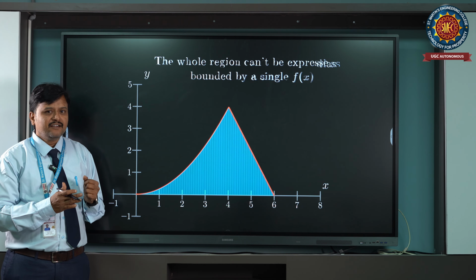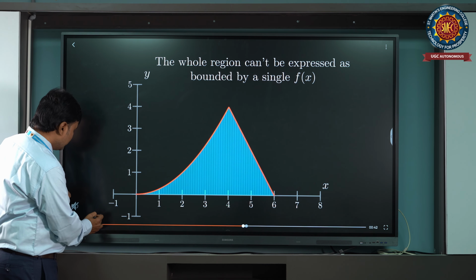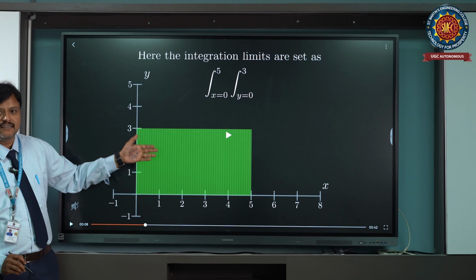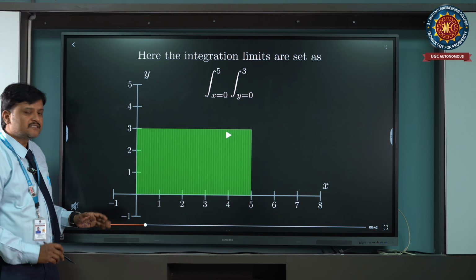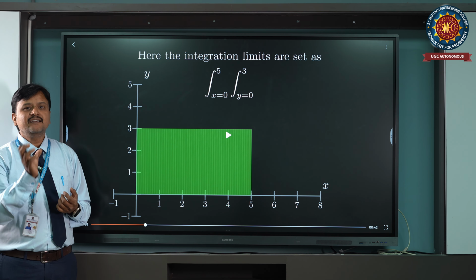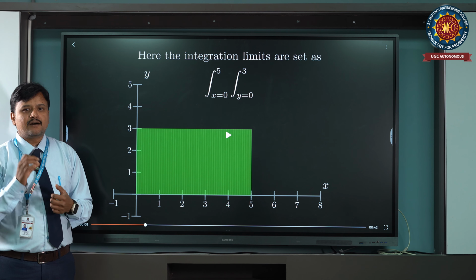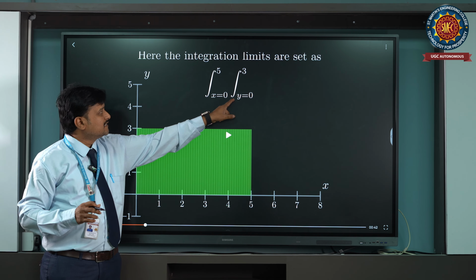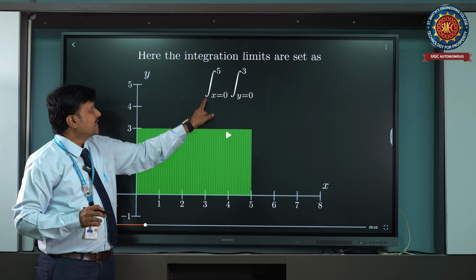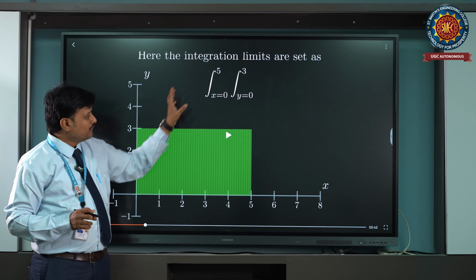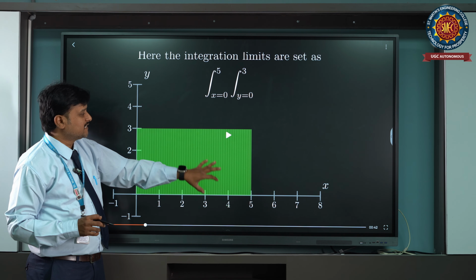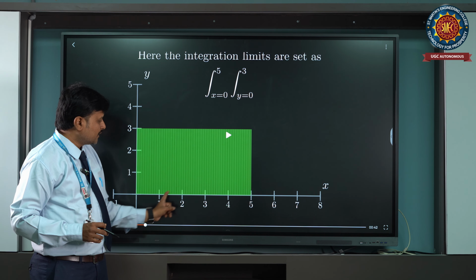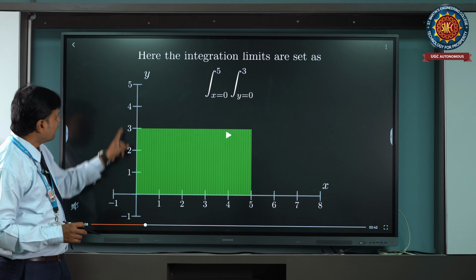In the case of rectangular regions, you can see this video shows that. So this is a rectangular region. In this case, we always get the limits as constants. We will get constant limits only for rectangular regions. You can see the limits as y is equal to 0 to 3, x is equal to 0 to 5. So we are considering the region in the xy plane. Take the xy plane and give the numbers 1, 2, 3, 4, 5, 6, 7, 8, and on the y-axis 1, 2, 3, 4.